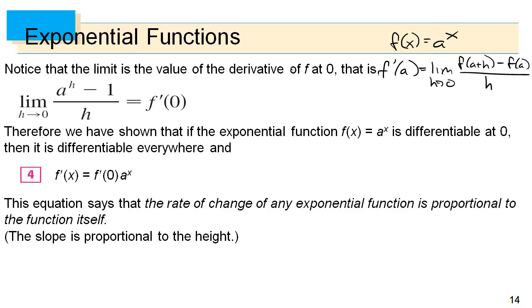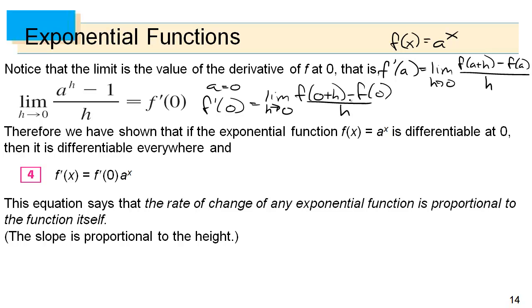Okay, if we're going to claim that this is the derivative at 0, then that just means a equals 0. And if a equals 0, we're now saying the derivative at 0 is the limit as h goes to 0 of f of 0 plus h minus f of 0 all over h. f of 0 plus h is really just f of h.